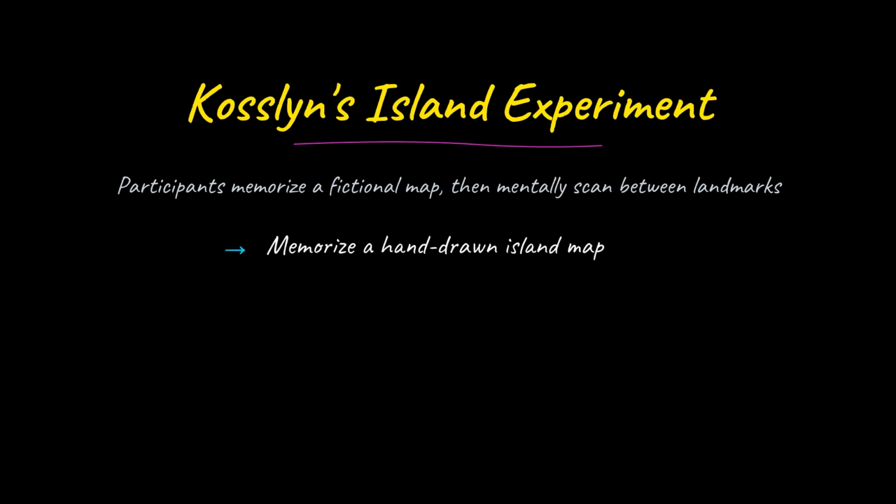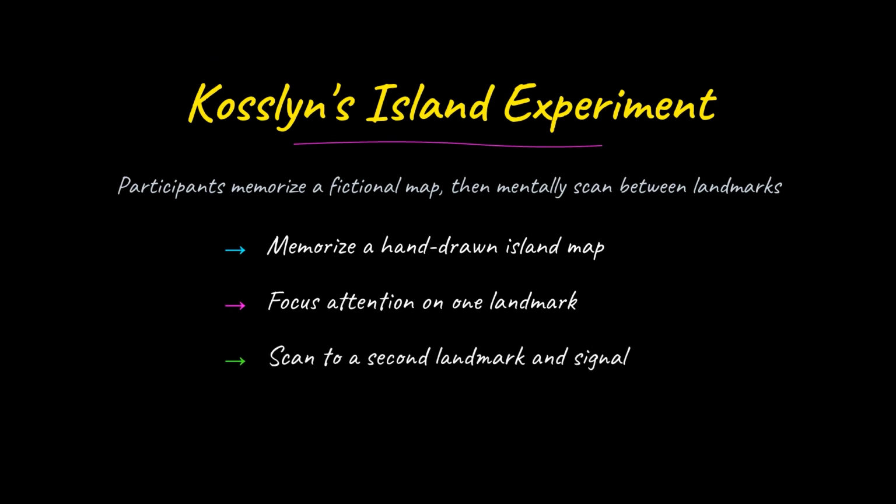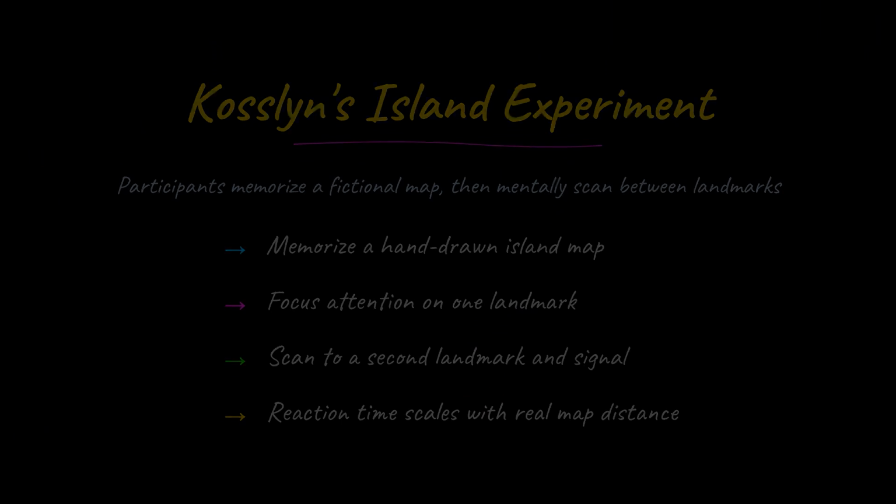The key insight is that the time it takes to scan between two remembered locations grows with the actual distance between them on the original. In Koslin's classic studies, participants first memorized a fictional island map with landmarks like a hut, a lake, and a beach. With eyes closed, they mentally scanned from one landmark to another, signaling when their attention arrived. Crucially, the time taken tracked the real distances on the map.